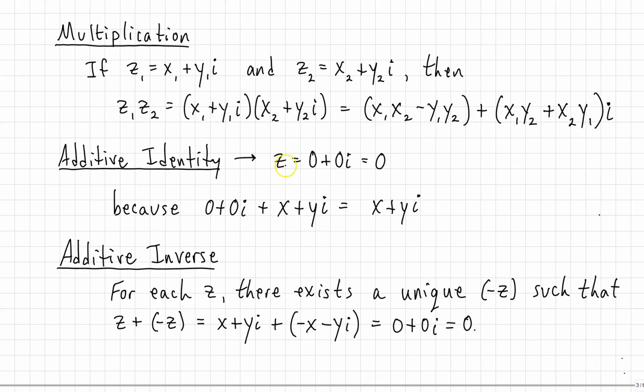So the additive identity is going to be z equals 0 plus 0i, which is 0. And that is the identity because using our definition of addition, if I take that number, 0 plus 0i, and add it to any complex number, I get that same complex number because 0 plus x is x and 0i plus yi is yi. So just like the real number system, in the complex numbers, z equals 0, or 0 plus 0i, is the additive identity. That's what you can add to any complex number and it will remain unchanged.